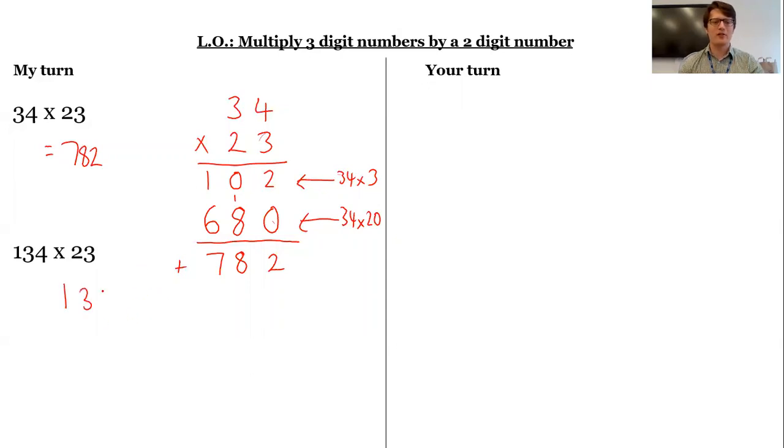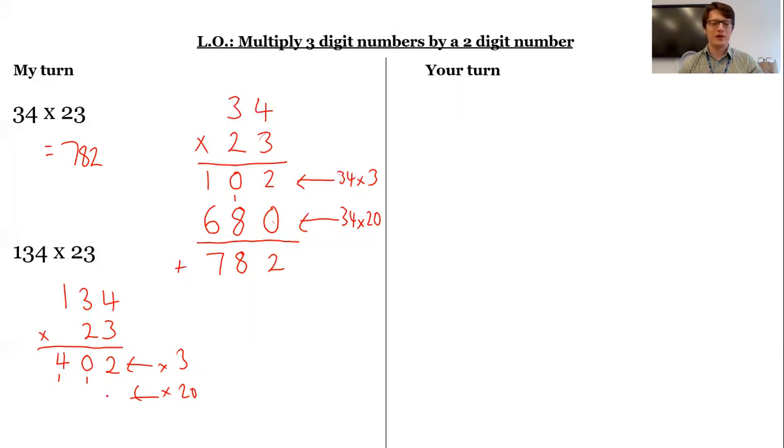What happens now, very similar, but now I've added this hundreds column as well. So again, I'm going to line up my columns. I'm starting by timesing by 3, and then I'm going to times by 20. So 3 times 4 is 12. Again, regroup. 3 times 3 is 9, add the 1 is 10, but now I need to regroup again. So I'm not finished. Now I need to do 3 times 1 is 3, add the 1, gives me 4.